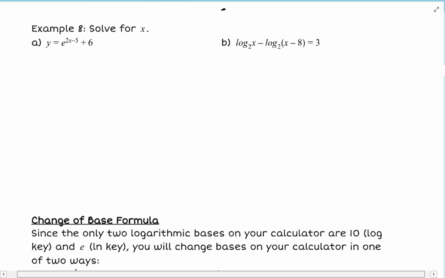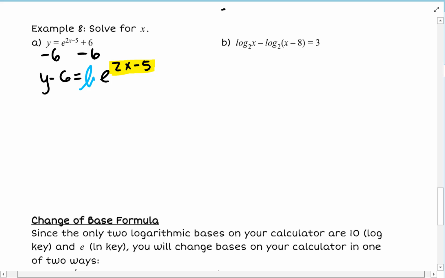To isolate x, like any other time, we're going to use inverse operations. So first I'm going to subtract this 6 on both sides. y minus 6 is equal to e to the 2x minus 5. Now I need this exponent to be a coefficient, but I can only do that if I'm taking the natural log of e to the 2x minus 5.